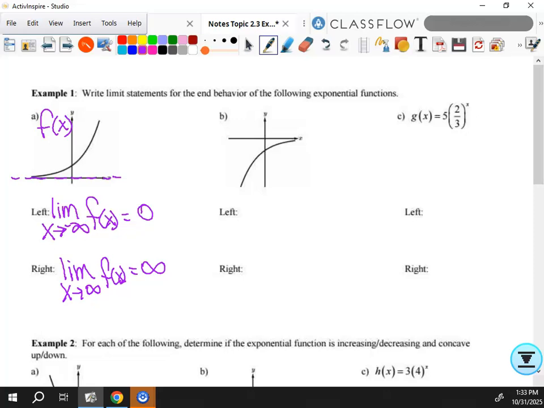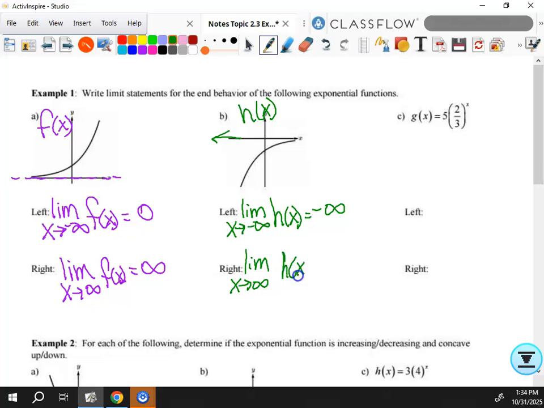All right, let's call this next one h. And so the limit as x approaches negative infinity of h of x, what's that going to be? Negative infinity. And the limit as x approaches infinity of h of x would be 0. Okay, those make sense to you?